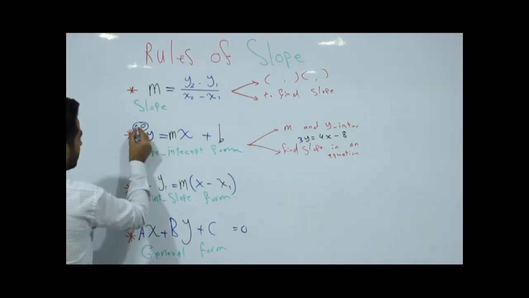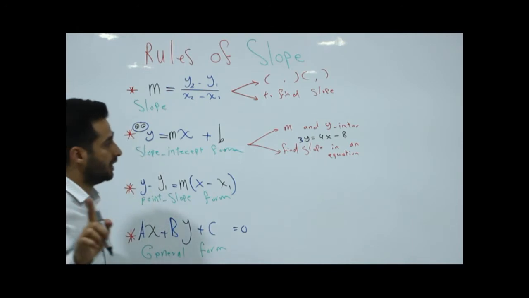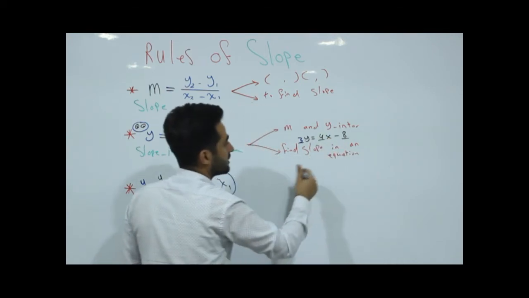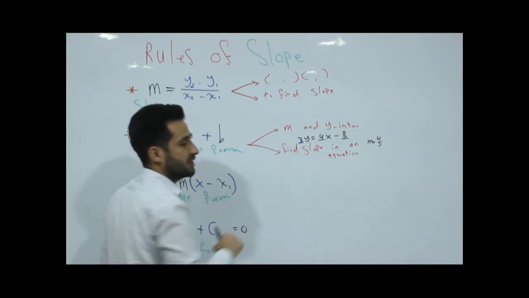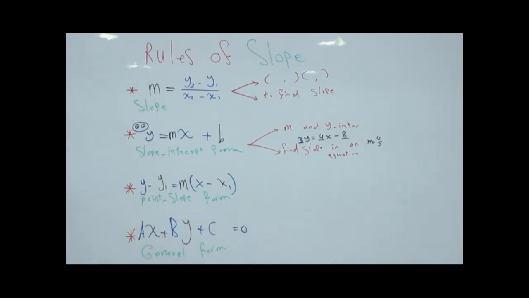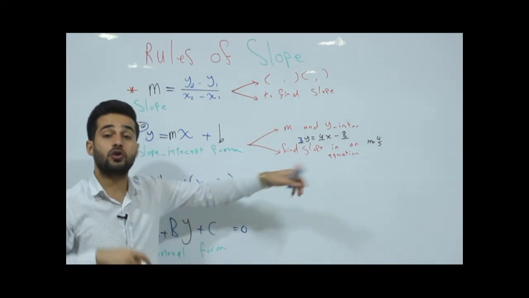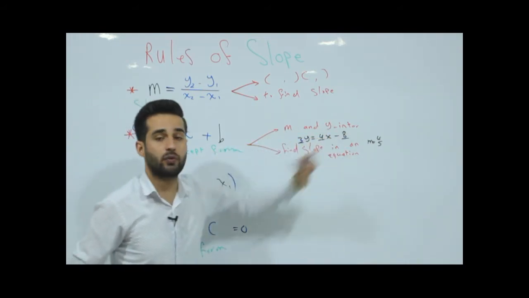Put two i's here, it means pay attention. On the front, the y must be alone. So divide by 3, divide by 3, divide by 3. So the slope here is equal to 4 over 3 and the y-intercept is equal to 8 over 3. Okay, this is what we use when we want to find the slope in an equation, or we can find the equation if we have the slope and y-intercept.